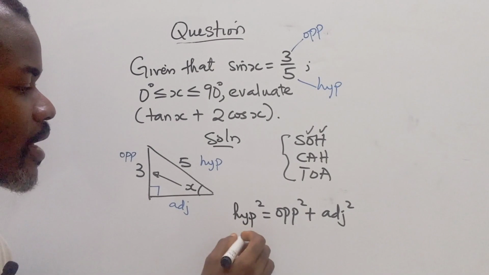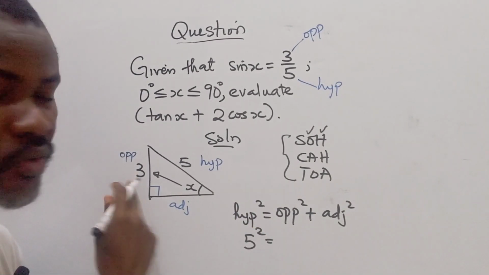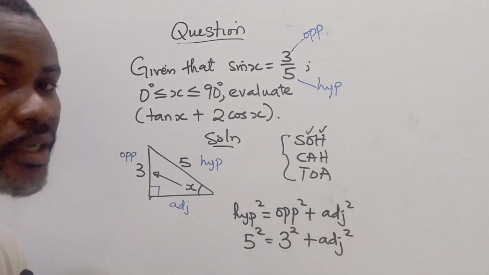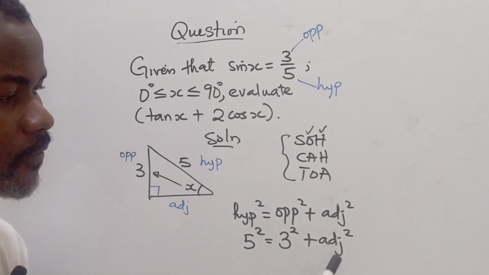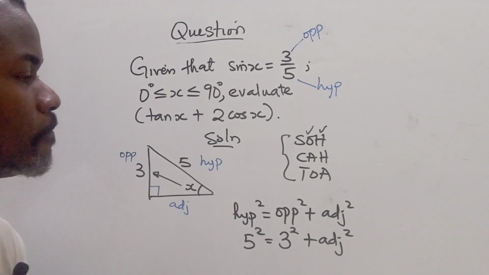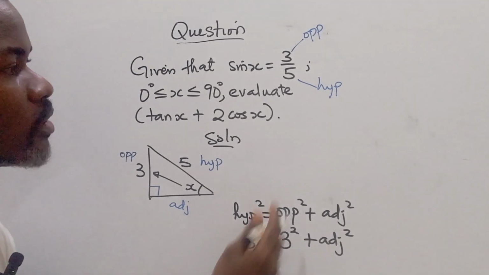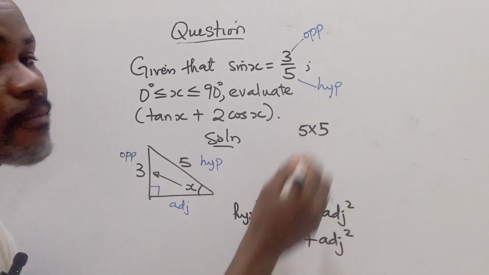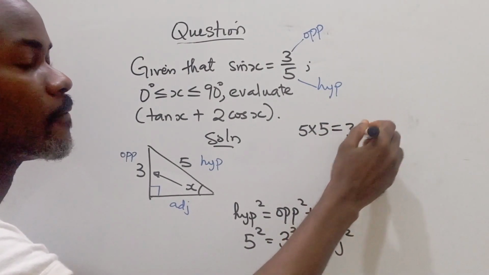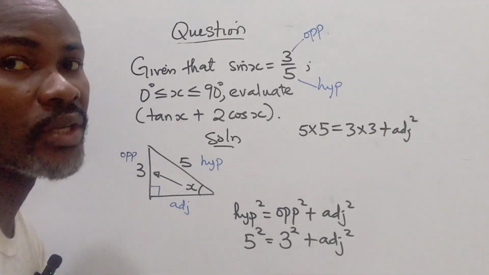So let's quickly substitute. The hypotenuse is 5, so I have 5 squared is equal to the opposite squared, which is 3 squared, plus adjacent squared. So we are going to solve for the adjacent. Let's quickly solve for the adjacent and see what we are going to get. 5 squared means 5 times 5, and 3 squared means 3 times 3, and we have our adjacent squared we are looking for.